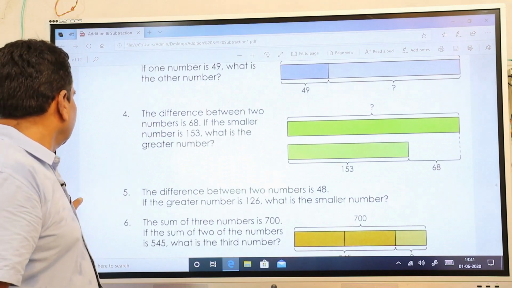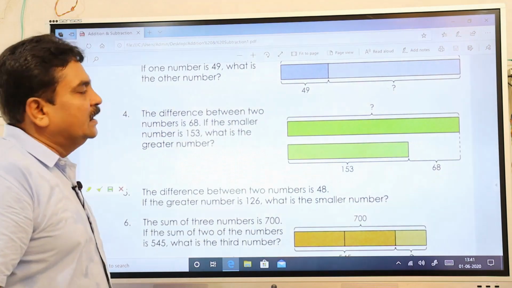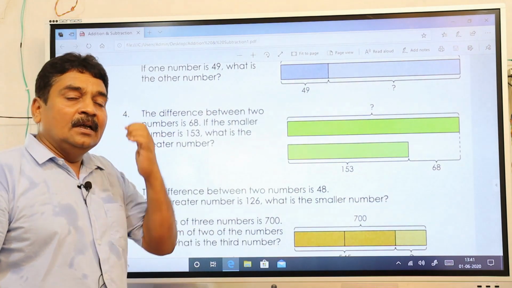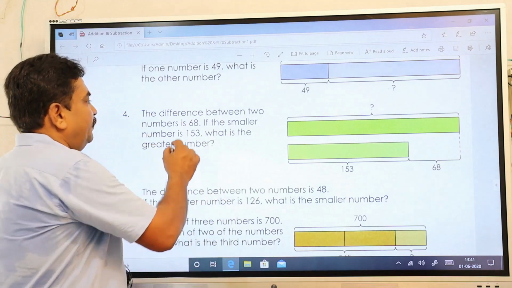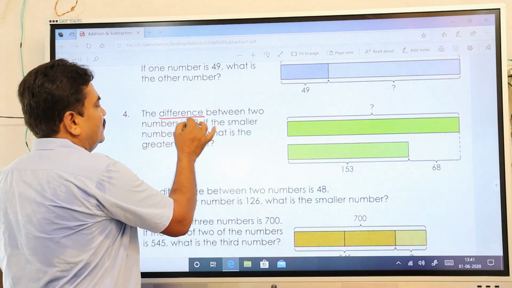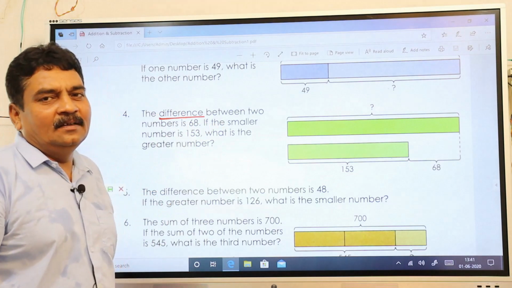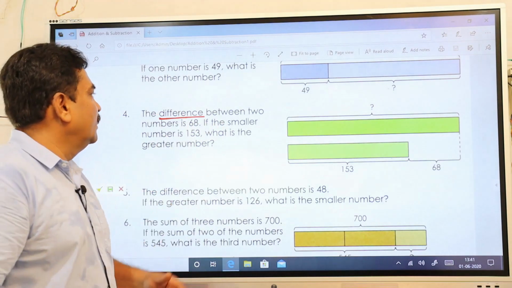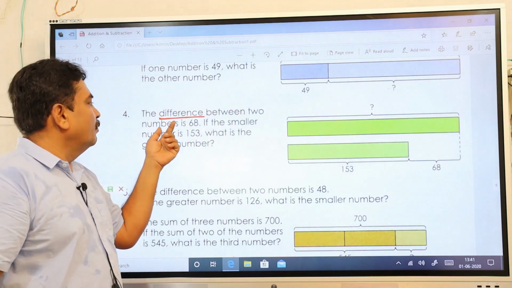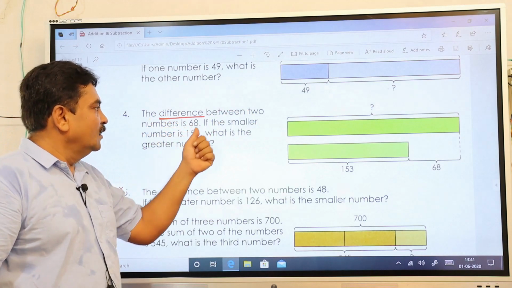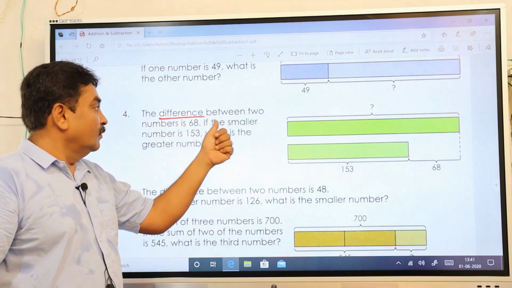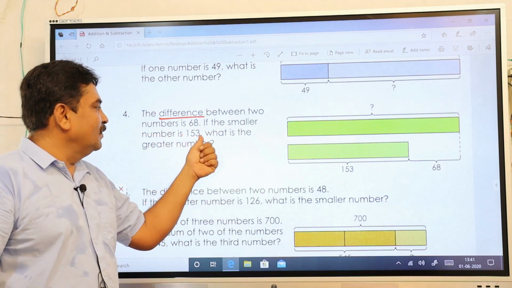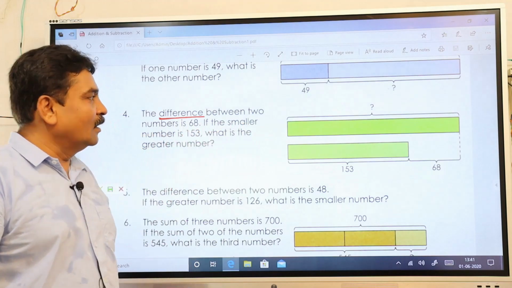This is C. This is also easy. The only thing is you have to understand the difference. You first see this difference. Difference means theta. Okay, the difference between two numbers is 68. If the smaller number is 153, what is the bigger number?